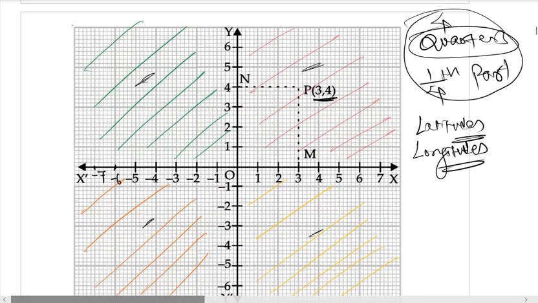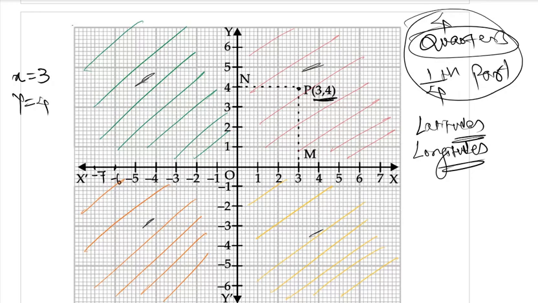Suppose the coordinates here are 3 and 4. Can you tell me what is x coordinate? Tell me fast. X coordinate is 3. Very good. What is y coordinate of this point? Over here? What is the y coordinate? 4. How do you know that x is 3, y is 4? Due to the ordered pair. In ordered pair, the first coordinate is always x coordinate, the second coordinate is always y coordinate. So x is 3 and y is 4.